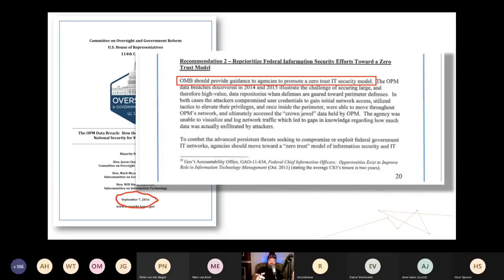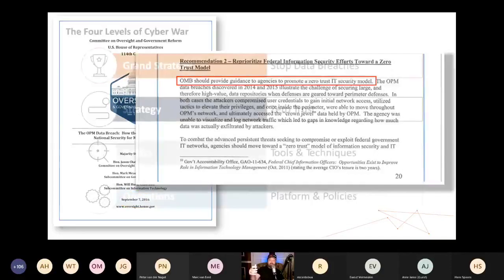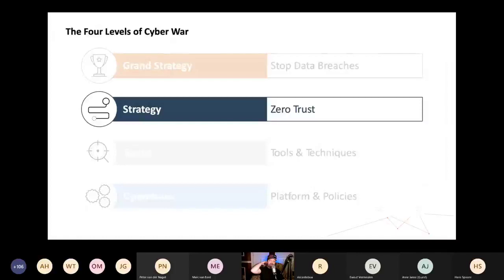They don't get fired over ransomware attacks. Ransomware attacks are disruptive, no doubt about it, but they don't get CEOs fired. They get CISOs fired. And that's the difference. Okay, so that's why we're talking at the grand strategic level. Now we'll get into zero trust as a strategy.